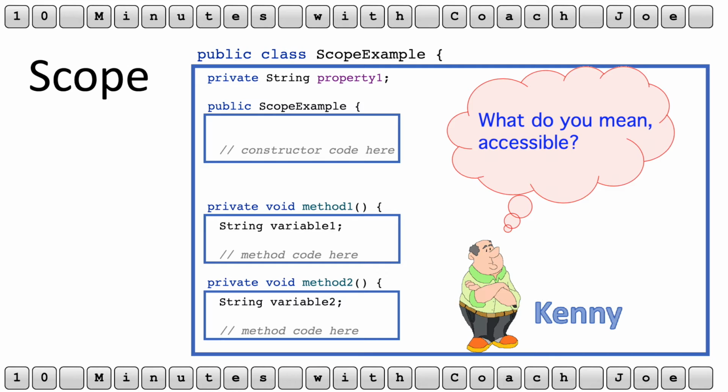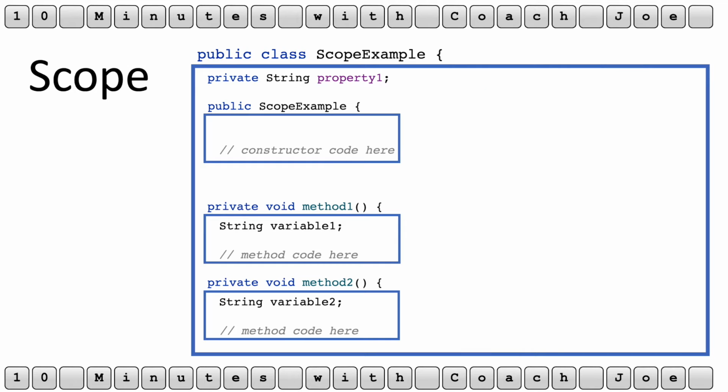Accessible means the variable is available for read and write access. Constants are available for read access.